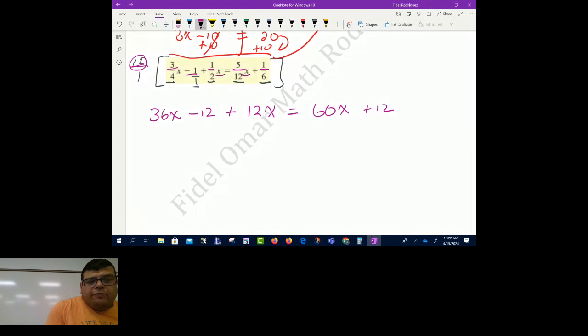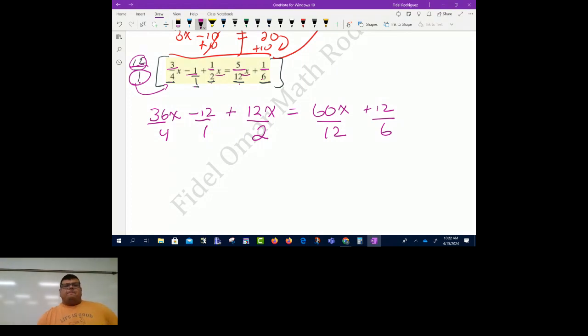Now, remember, y'all, the bottom numbers are getting multiplied by 1. So what that means, y'all, is that my bottom numbers stay the same. Because 1 times 4, that's still 4. 1 times 1, that's still 1. 1 times 2, that's still 2. 1 times 12, that's still 12. And 1 times 6, that's still 6, right?